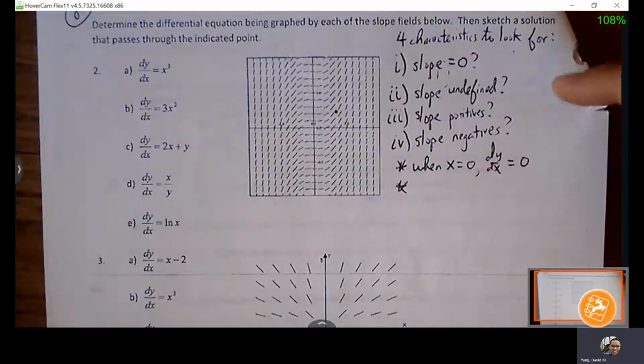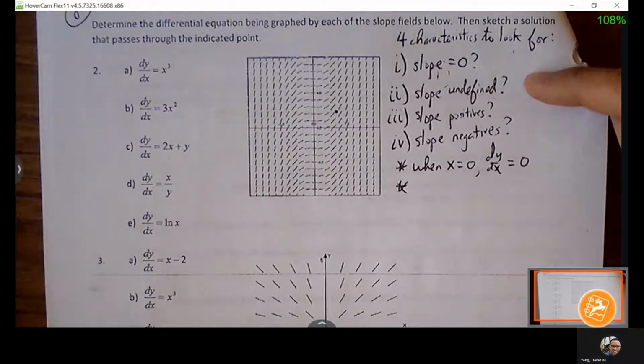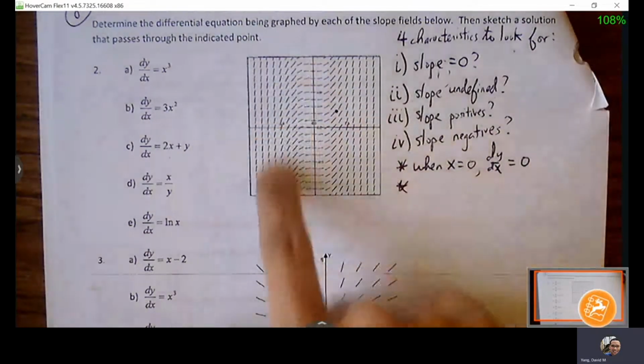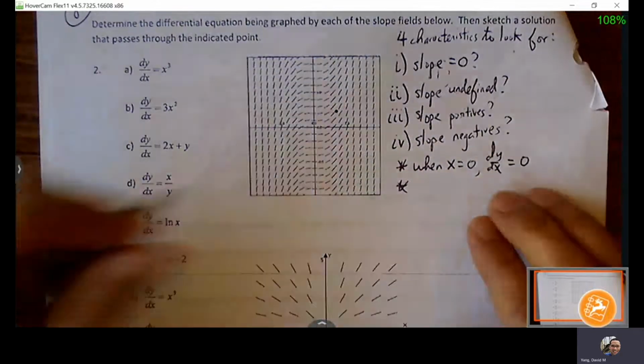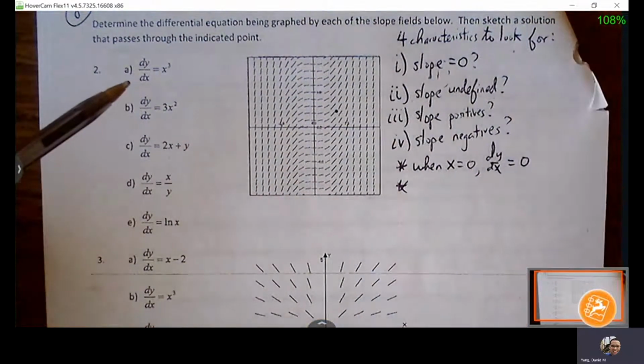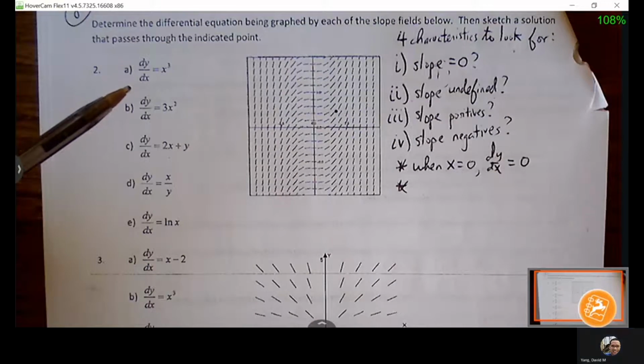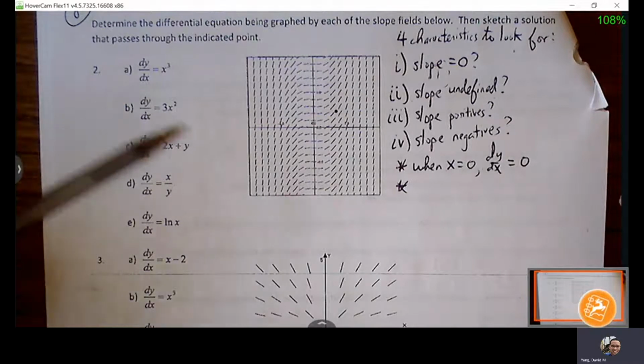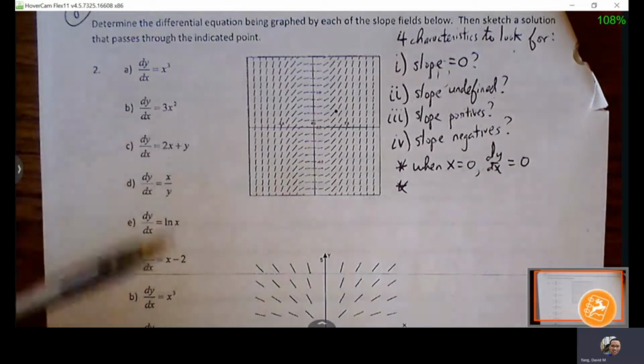Do you see any slope undefined? Do you see any noticeable gaps where there are no line segments shown? Not really, right? We really don't see any gap that we can see. So we'll leave that alone. Do we see a collection of positive slopes? Where? Yeah, pretty much everywhere, right?